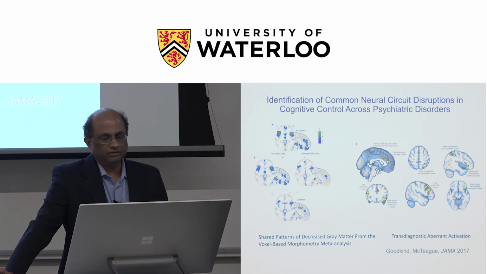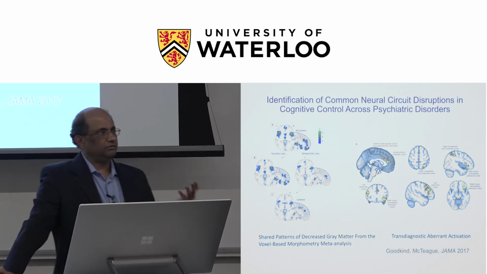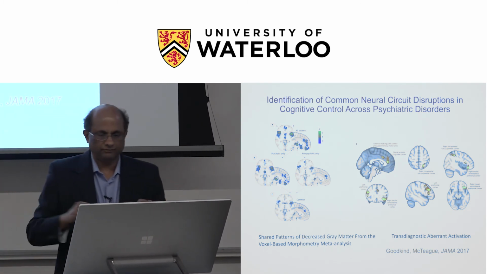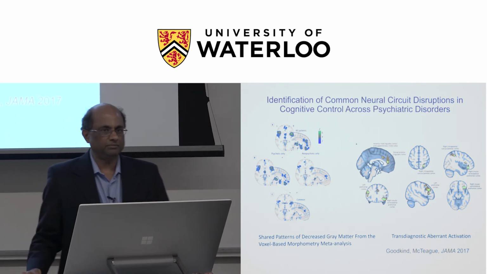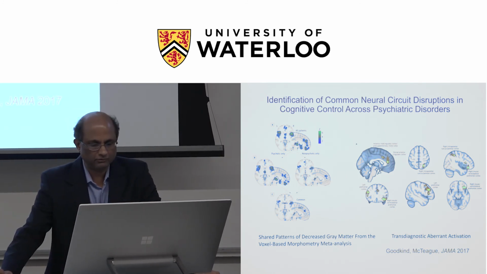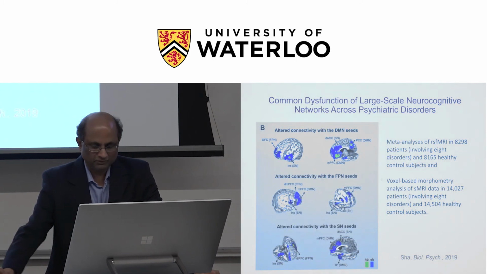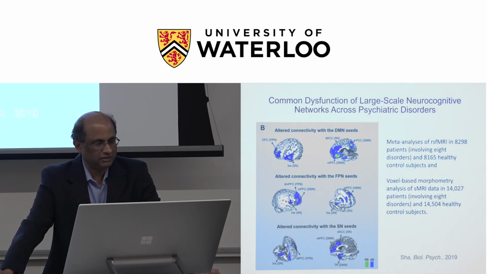transdiagnostically the brain areas that are disrupted, so if you do a meta-analysis of several hundred studies that have been published across all disorders, you see that these are the same systems that show structural morphological deficits across disorders. It's really quite striking. It's really the salience network, the DMN, and the lateral frontal-parietal cortex. And here's a more recent incarnation of this that just came out.